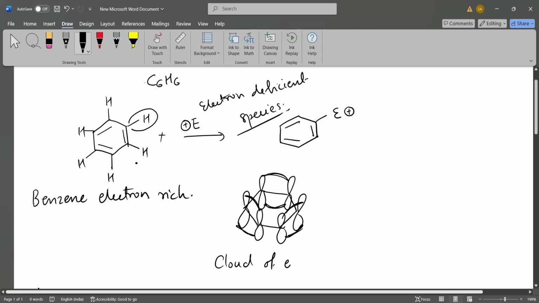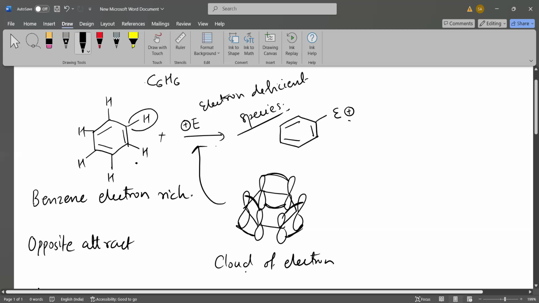So the number of electrons present. Benzene is electron rich, and the electrophile is electron deficient, correct? Hence it can readily react with the electrophile. Opposites attract, that is the rule, right? And because of that, benzene readily reacts with the electrophile.